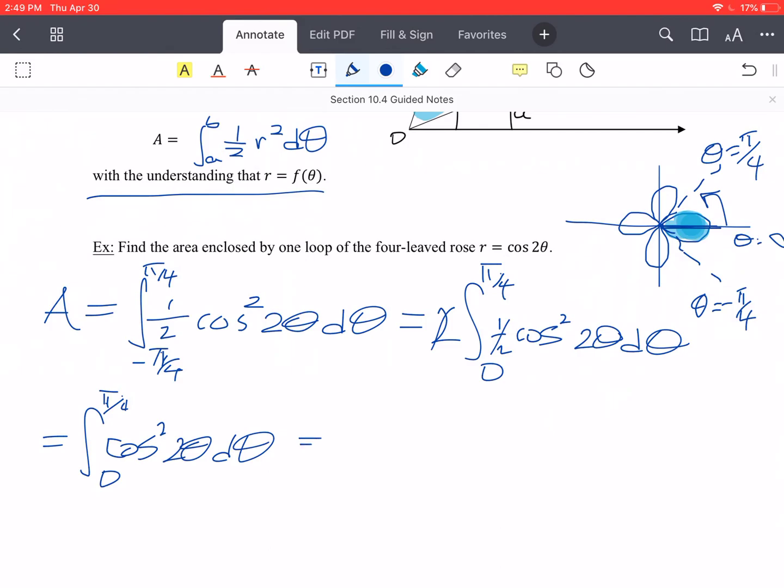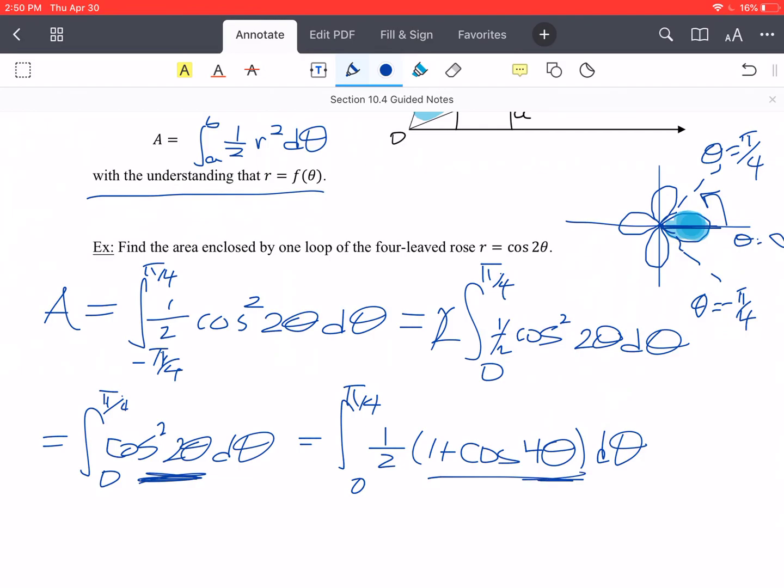For this, we need to use the double angle identity. Okay, so 0 to pi over 4. So we have cosine squared of 2 theta. So since 2 theta is the input, we're going to get 1/2 times (1 plus cosine of 4 theta). So normally if it had just been cosine squared of theta over here, then this would have been 1 plus cosine of 2 theta, right? Because that's the double angle. But because our angle was 2 theta, now our double angle is 4 theta. So that's why we get that one.